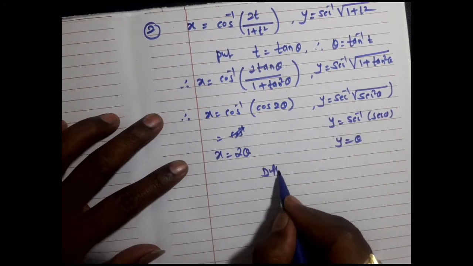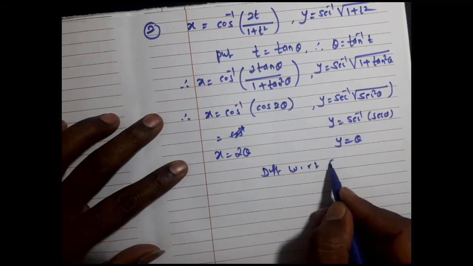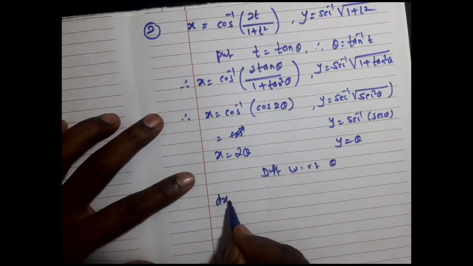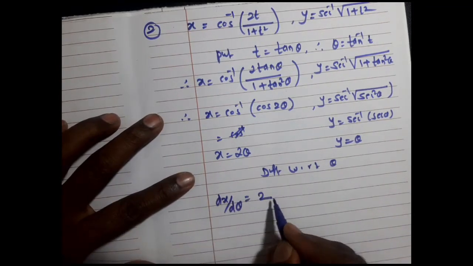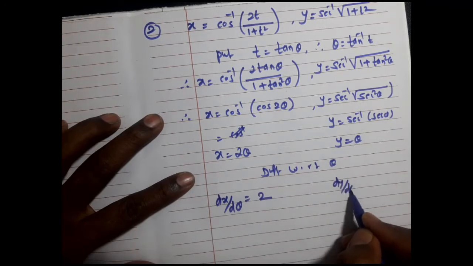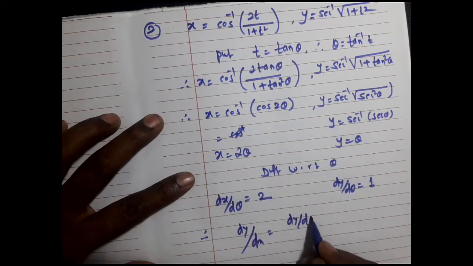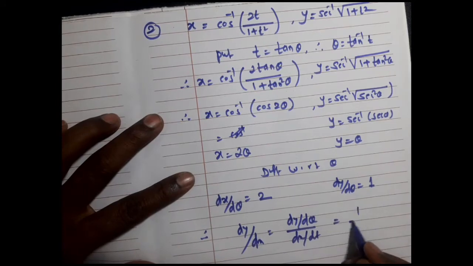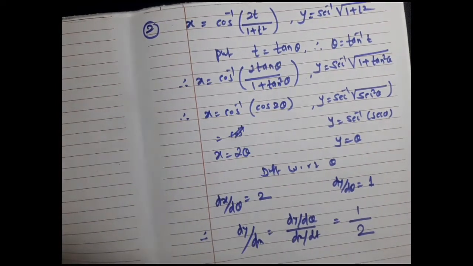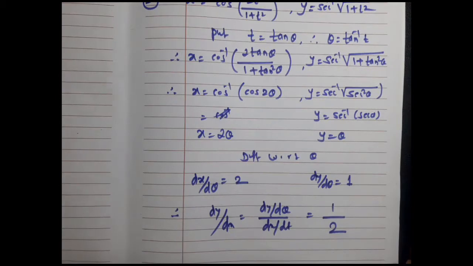Now you can differentiate with respect to theta. dx by d theta is 2 and dy by d theta is 1, and therefore finally dy by dx is dy by d theta upon dx by d theta, that is 1 upon 2. Got it?